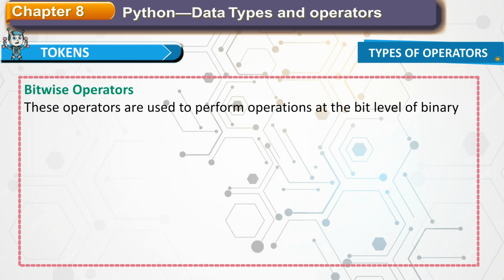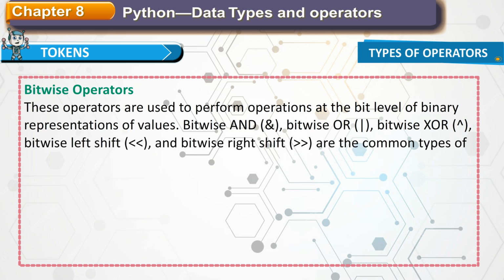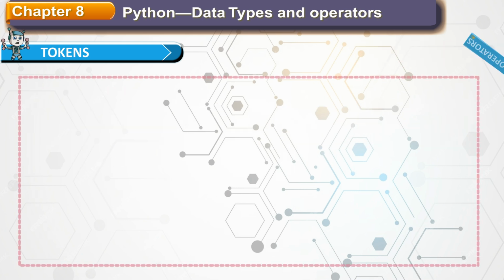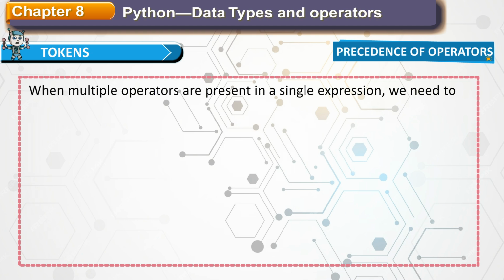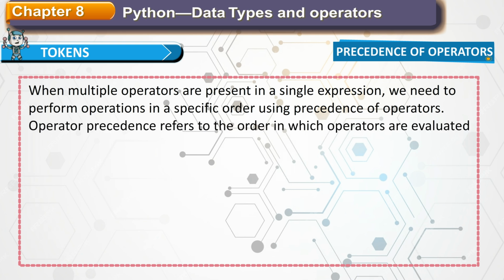Bitwise operators. These operators are used to perform operations at the bit level of binary representations of values. Bitwise AND, bitwise OR (vertical bar), bitwise XOR, bitwise left shift, and bitwise right shift are the common types of bitwise operators. Precedence of operators. When multiple operators are present in a single expression, we need to perform operations in a specific order using precedence of operators. Operator precedence refers to the order in which operators are evaluated in an expression.